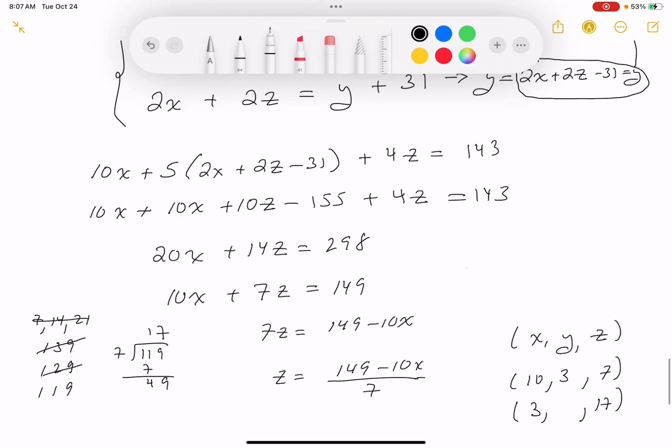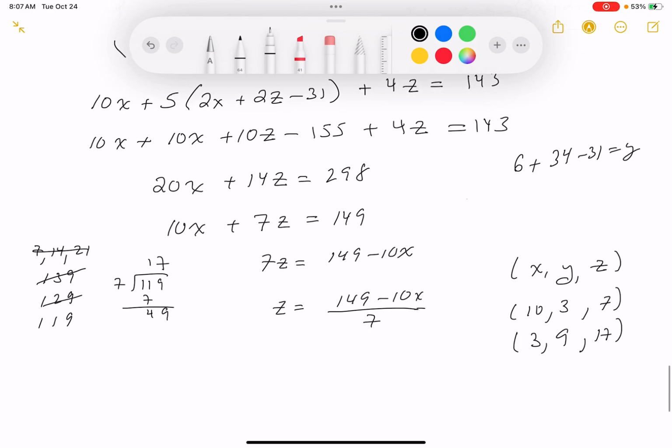So what else do you get over here? Let's take a look. I'll go back up here. That's going to be 6 plus 2 times 17, which is 34, minus 31, would equal what y is. That's going to be 9, right? All right. So I think I have my answers over here.